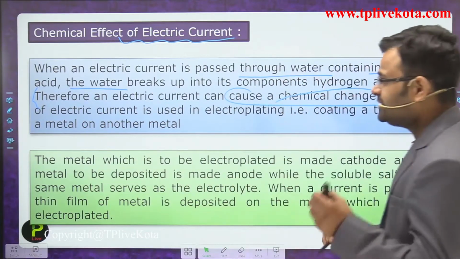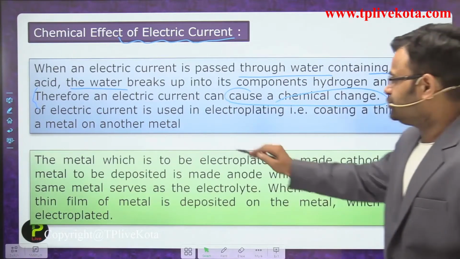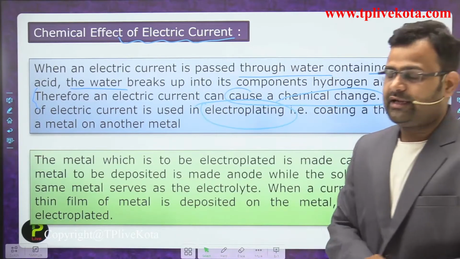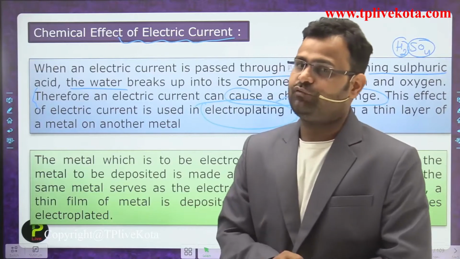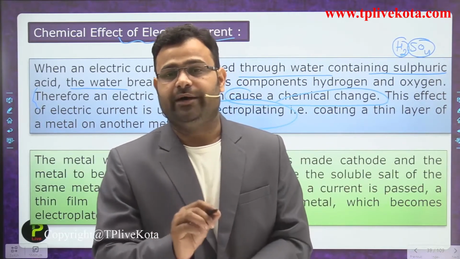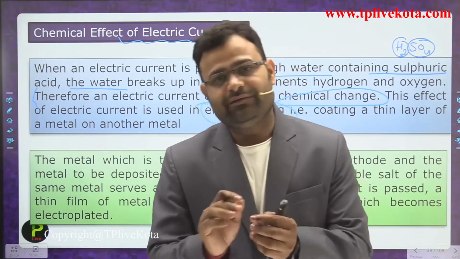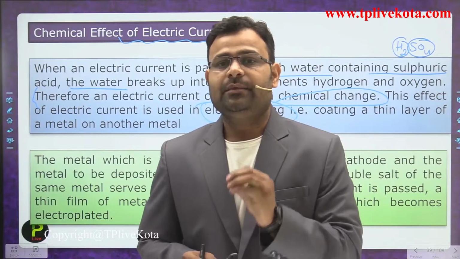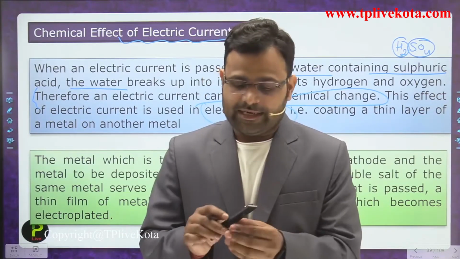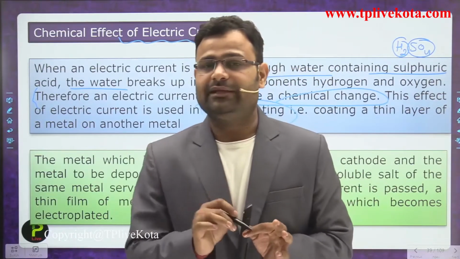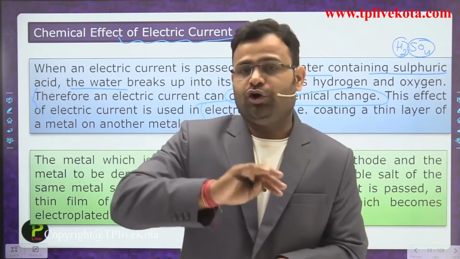This effect of electrical current is used in electroplating. What do we mean by electroplating? The simple meaning is this: you know what artificial jewelry is. Everyone knows about artificial jewelry. That jewelry is made of some other material, and the coating is gold or silver.